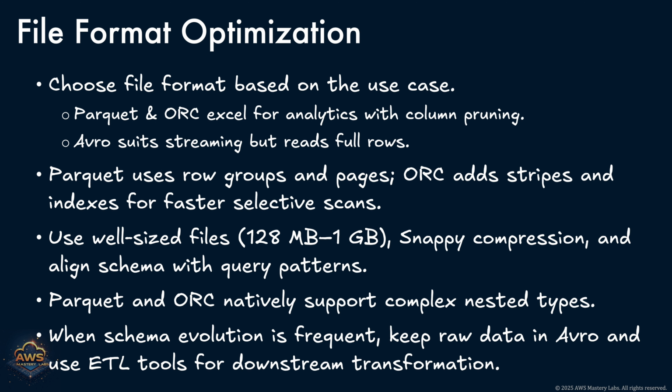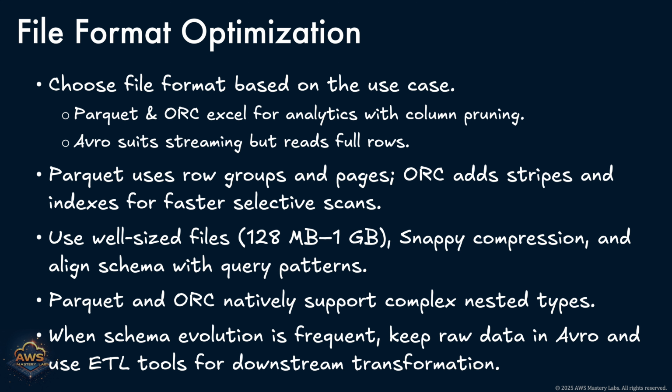ORC offers slightly better compression and built-in indexing, making it a strong choice in Hive-centric environments or for queries with heavy filtering and aggregation. Avro, on the other hand, is a row-based format. It's excellent for streaming ingestion and scenarios where schema evolution is frequent, but it's less efficient for analytics because Spectrum must read entire rows even if only a few columns are queried.